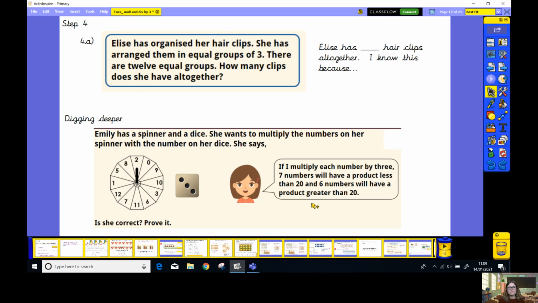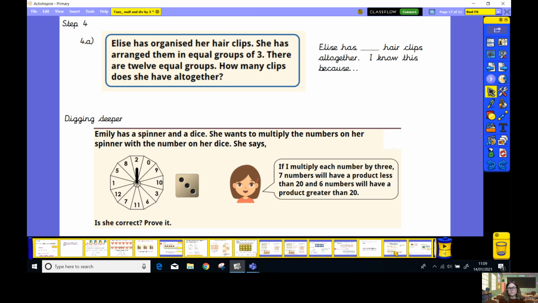And finally, step 4, have a go at this word problem. Use that stem sentence to help you. And finally, digging deeper, have a think here. Now it uses the word product. So remember, what does the word product mean? You might need to rewind the video just to double check that you know it.